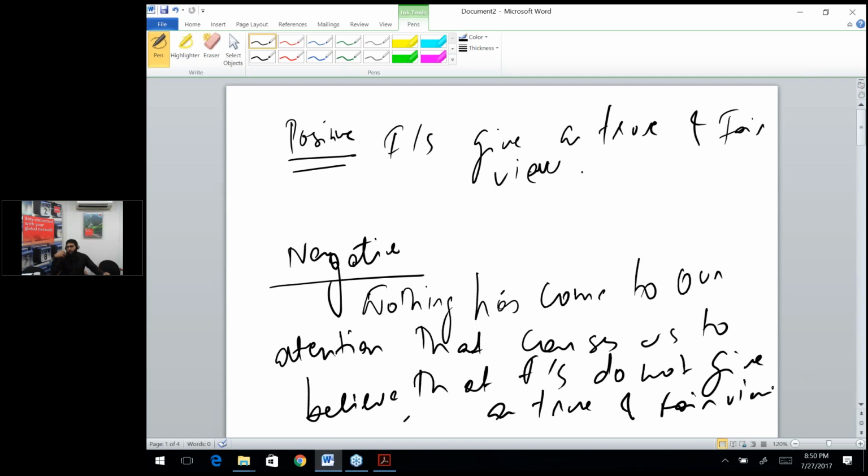So now see, when we are talking about an audit opinion, we are saying financial statements give a true and fair view. But when we are talking about a review engagement, we say nothing has come to our attention that causes us to believe that the financial statements do not give a true and fair view. So that's where the difference lies. In one case, you're talking with a lot of authority. But when it comes to the negative form of opinion, you're not talking with a lot of authority. You say nothing has come to our attention that causes us to believe that financials do not give a true and fair view.